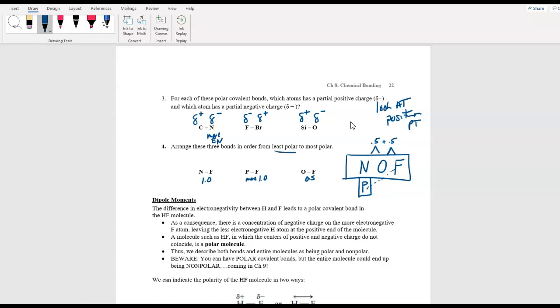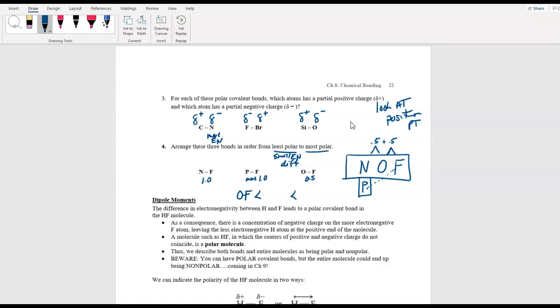So the least polar would be the smaller electronegativity difference. And that would be OF. So I'm going to put OF right there. And we're going to use our greater and less than signs.